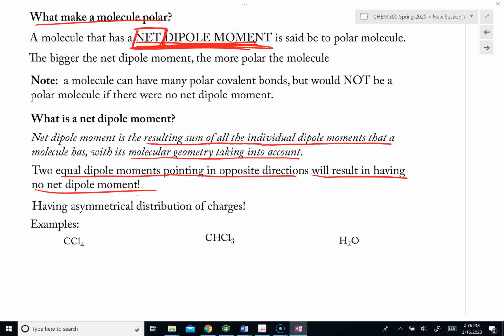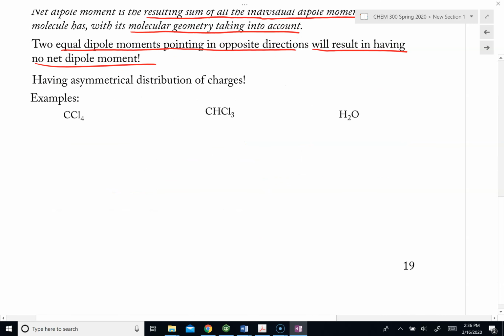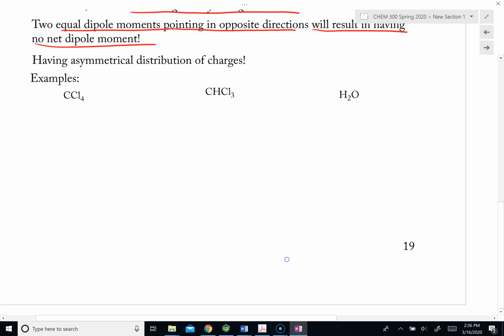So here is a note that is good for us to remember. A molecule can have many polar covalent bonds, but would not be polar if there's no net dipole moment. Let's now try some practice problems to make sure we understand how to determine molecular polarity. So in this case, let's look at CCl4 first. Is CCl4 polar or nonpolar?